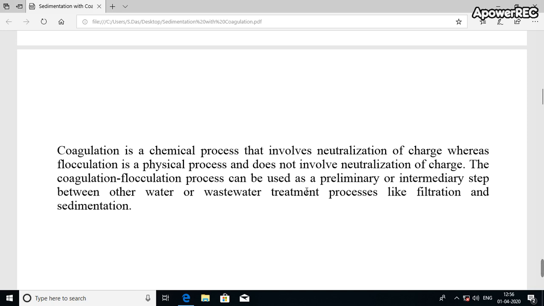So these two processes can be used simultaneously in water treatment as well as wastewater treatment, before or after filtration or sedimentation. Obviously, you can understand sedimentation along with coagulation: when sedimentation occurs, some of the particles will settle under gravity and some will not, and those will settle under the gravity force with the help of coagulation.